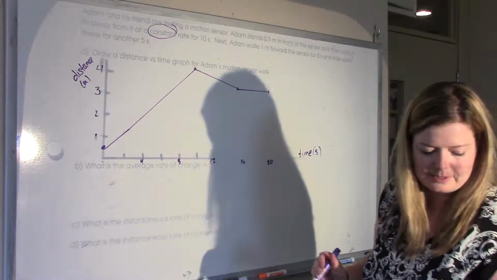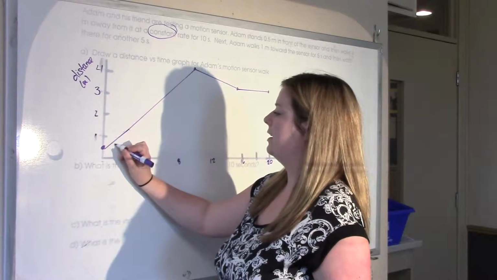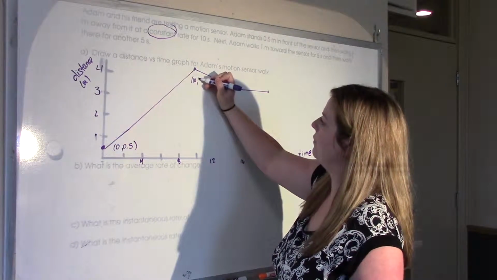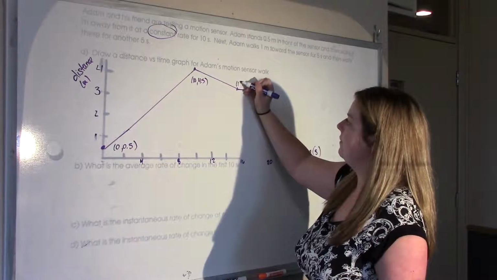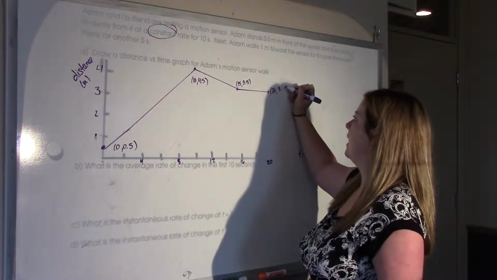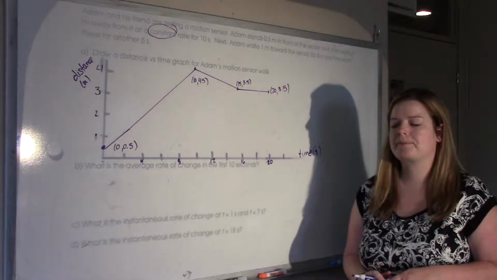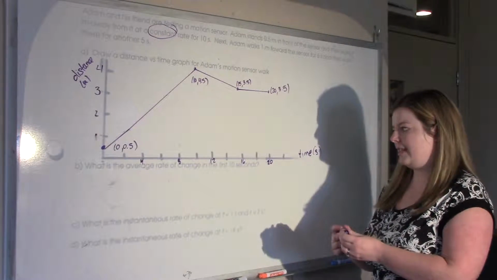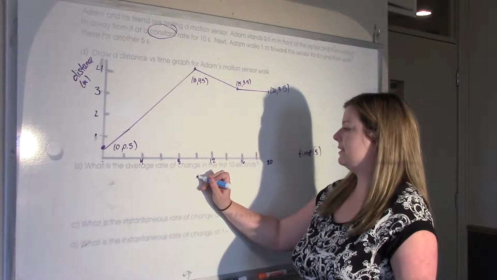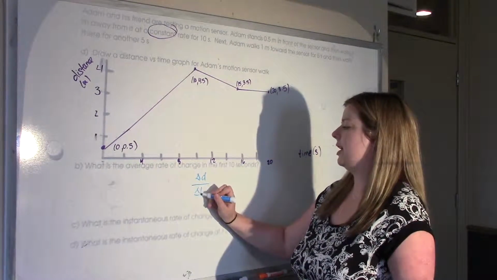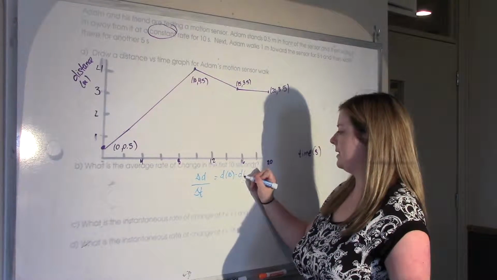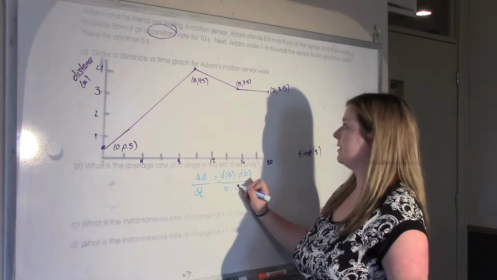So let's label our points because that just makes it more complete. So this is at time 0, he's at 0.5 meters. At time 10, he's at 4.5 meters. At time 15, he is at 3.5 meters. And at 20, he's still at 3.5 meters, okay? So what is the average rate of change in the first 10 seconds? Well, we just go to our average rate of change formula. So the change in distance divided by the change in time is the distance at 10 seconds minus the distance at 0 seconds, all over 10 minus 0.